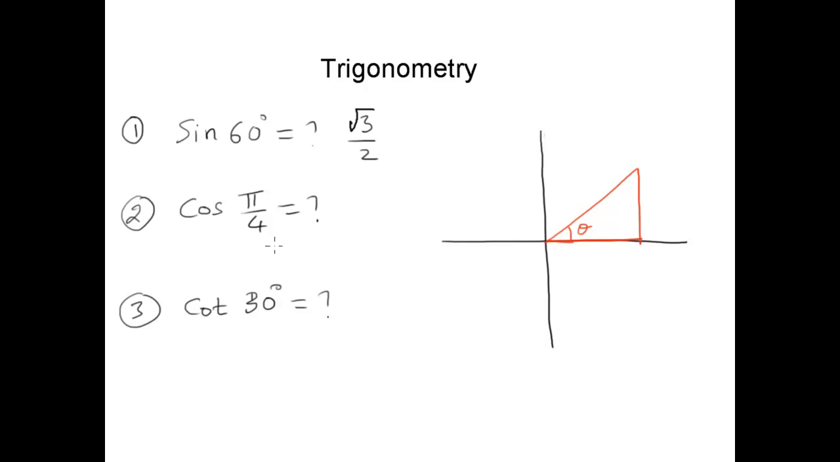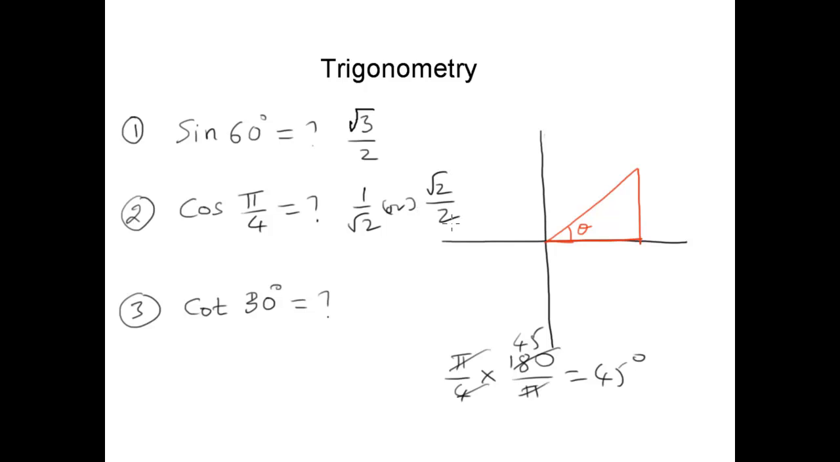Number 2, cos pi by 4. What is pi by 4? If you want to convert this radians into degrees, that would be pi by 4 times 180 over pi, right? So your pi cancels away. This is 45 degrees, right? So what is cos 45? It's 1 over root 2, or you can write it as root 2 over 2, the same thing.